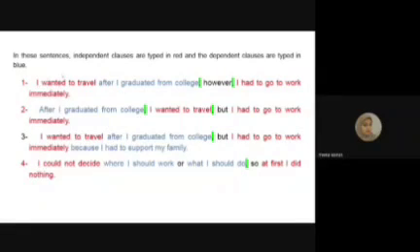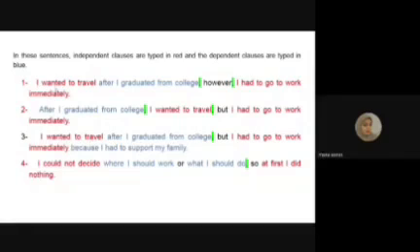Here the punctuation we used is like the compound sentences. We started with an independent clause followed by the dependent clause. There is no need to use a comma here. Then we write the second independent clause and we need to attach it to the dependent clause in order to form the compound complex sentence. So we write "however." Because it is a conjunctive adverb, we need to write a semicolon before "however" and a comma after "however." After that, we write the final independent clause: "I had to go to work immediately." So this is the compound complex sentence.